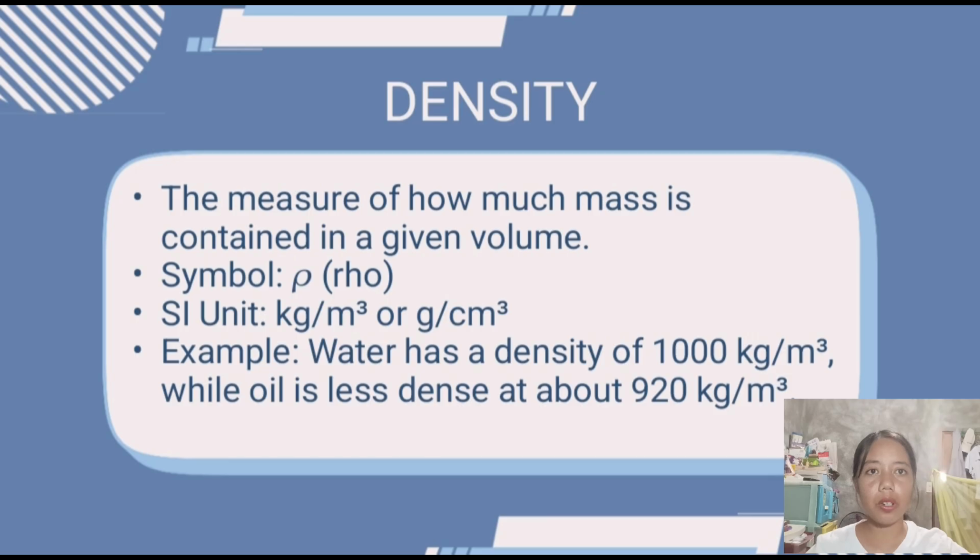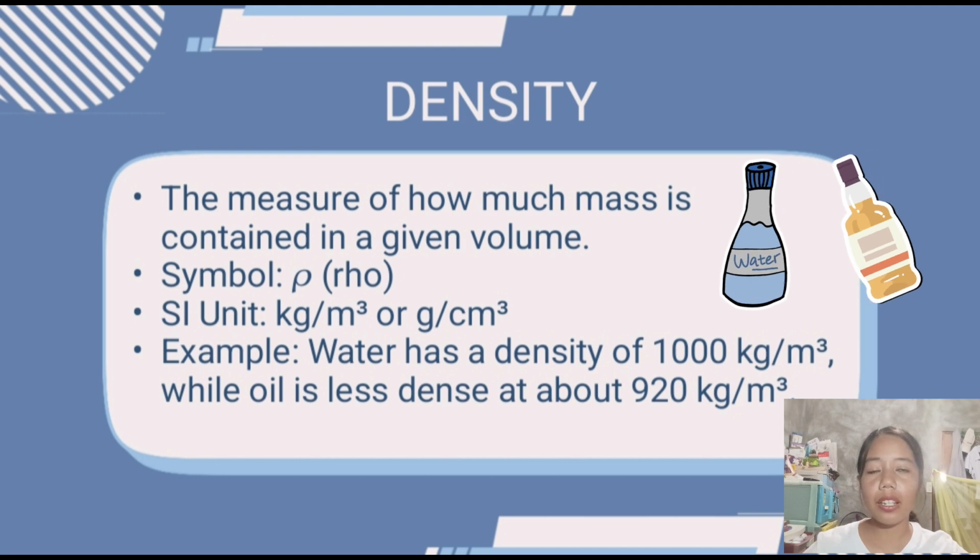Here's an example. Water has a density of 1000 kilogram per cubic meter, while oil has about 920 kilogram per cubic meter, which is less dense. That's why oil floats on water.